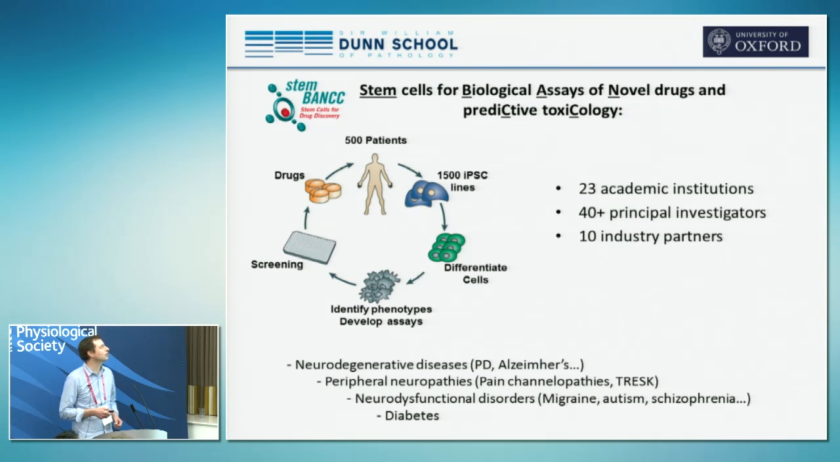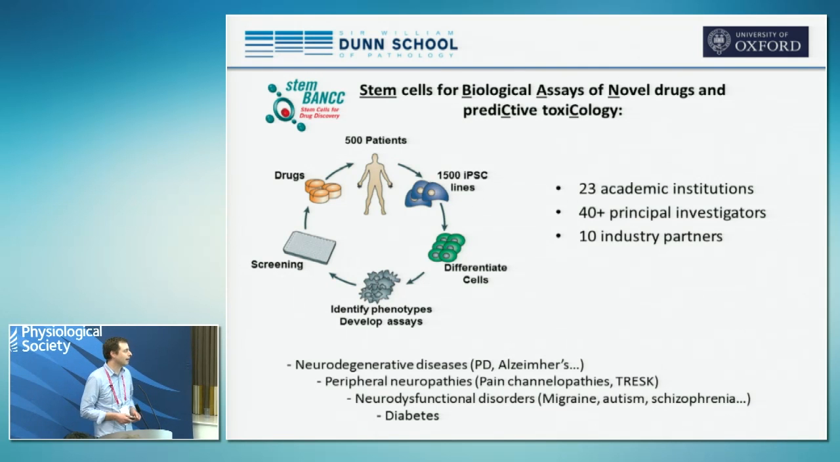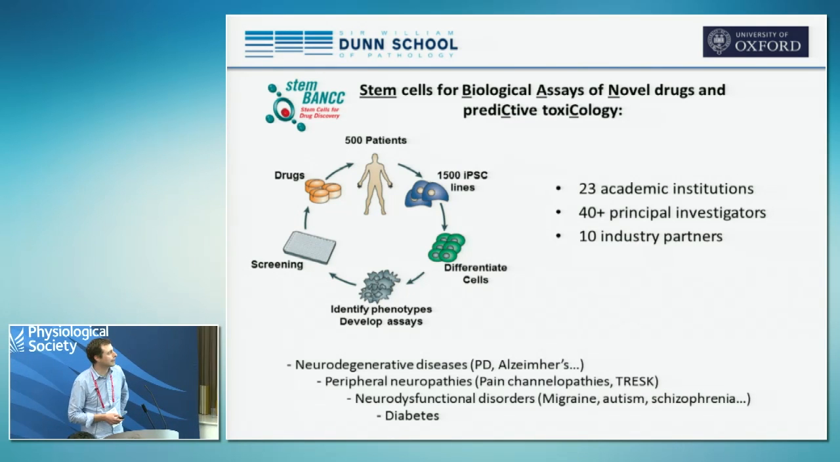The goal of this project is to take biopsies from about 500 different patients with various neurological conditions, including neurodegenerative diseases such as Parkinson's and Alzheimer's, peripheral neuropathies and neurodysfunctional disorders. And on top of all that, we're also investigating diabetes. With those biopsies, we're generating iPS cell lines. We're also producing very well-defined protocols for differentiating these cells into disease-relevant cell types, which are then being used in drug screening assays and also in basic research. So this is a pretty large project. It involves 23 different academic institutions across Europe, and all the major European pharmaceutical industries are represented as well.